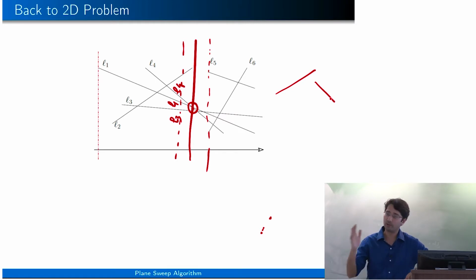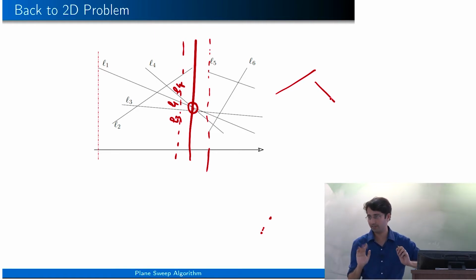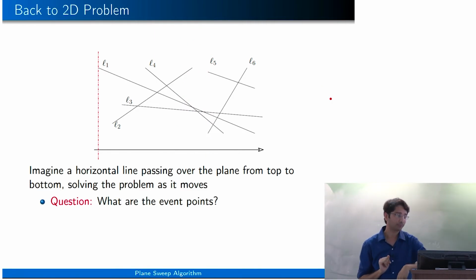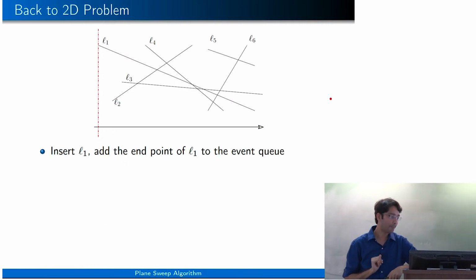I assume there is no vertical. I will tilt my axis. I can always tilt my axis by an epsilon amount so that there is no vertical or horizontal line. Okay?